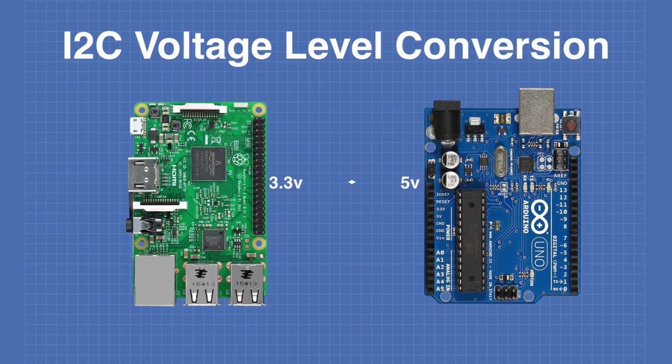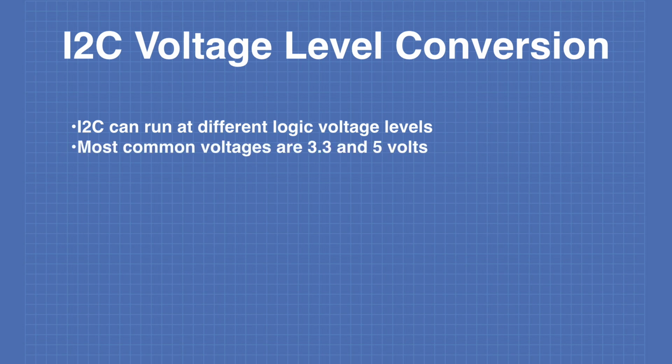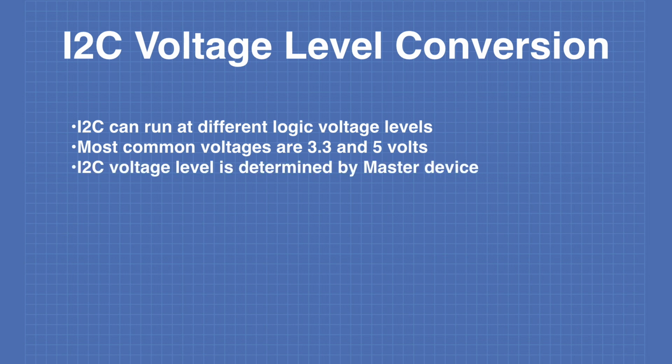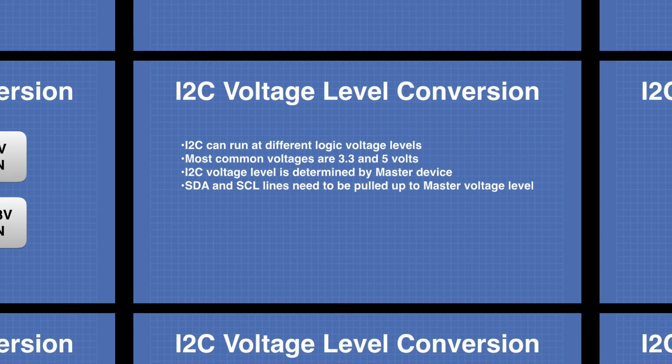So let's examine I2C voltage level conversion. I2C can be run at different logic voltage levels. The most common voltages are 3.3 volts and 5 volts. The I2C voltage is determined by the voltage of the master device. The SDA and SCL lines need to be pulled up with a pull-up resistor to the master voltage level.